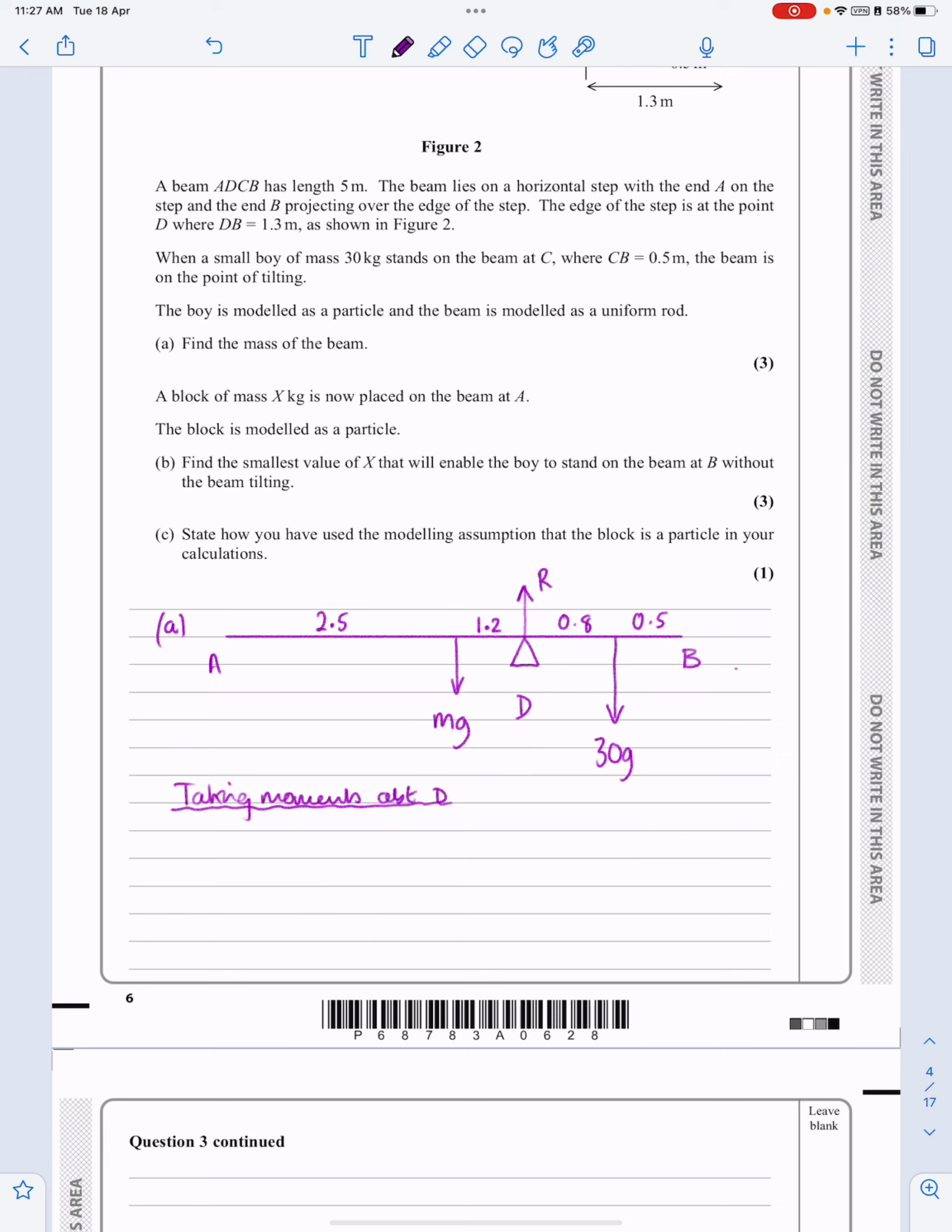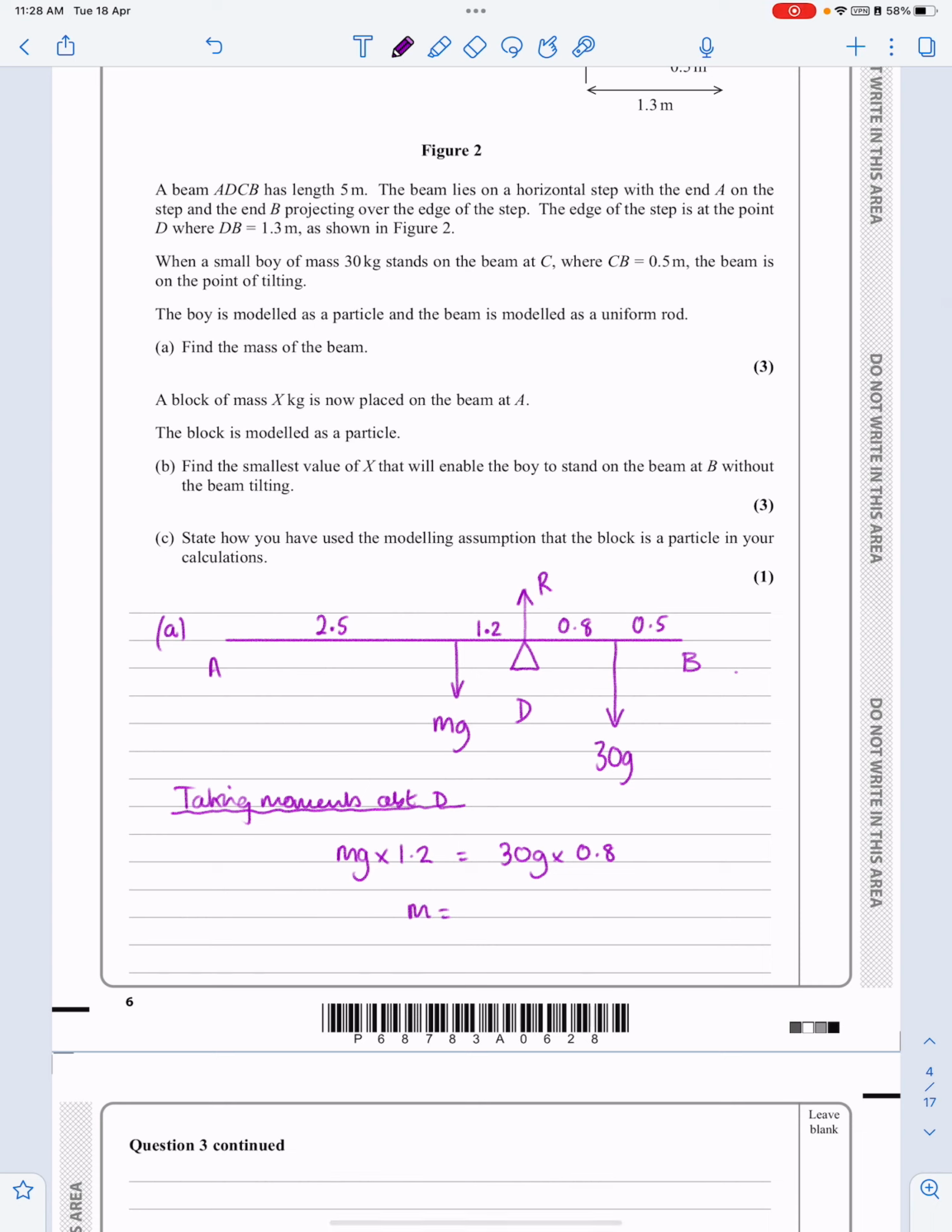It takes an extra few seconds to write that in, but it's absolutely worth it now. And now what have I got? I've got mg times 1.2 is equal to 30g times 0.8. And the only thing I don't know there is the m. So as with all the other ones, I'm not going to do all the work that you need to rearrange that. It's a very, very simple rearrangement, and I'll get that m works out to be equal to 20 kilograms.